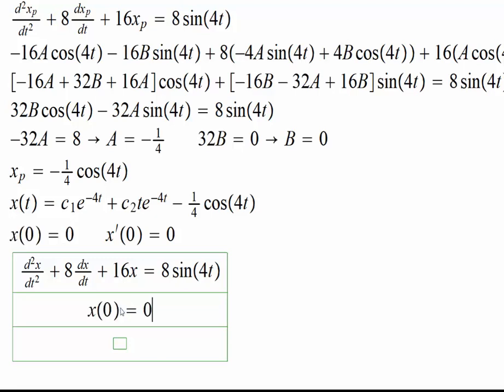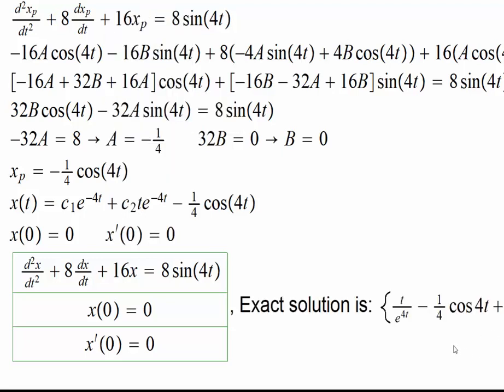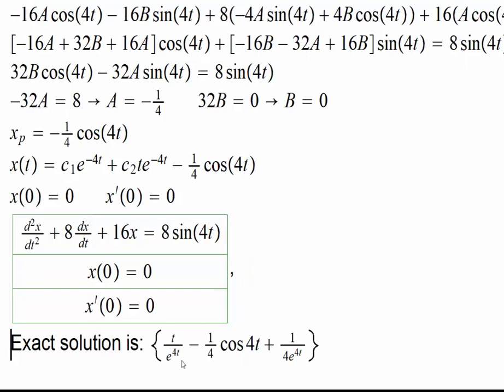Now I'm wondering whether we could have gone ahead and done the algebra during this time, but that's okay. Let's ask it for the solution, and here is your solution. I just pushed e to the 4t downstairs, so both these values C1 and C2 will be 1 each. Let me put that in the next line. So this is the solution, the equation of the motion.